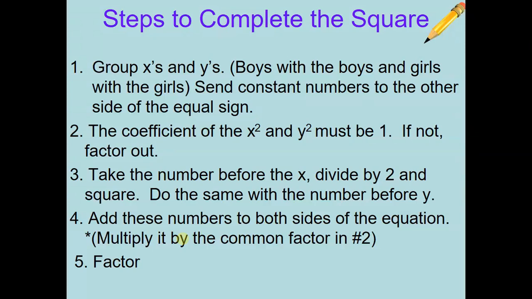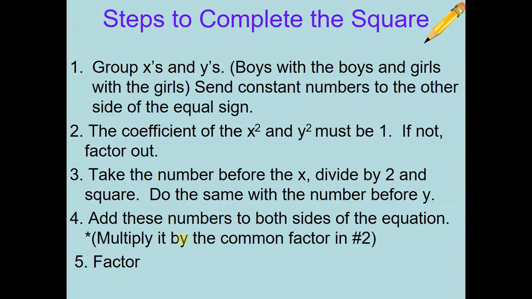Then we're going to take the number before the x, divide by 2, and square. Remember, guys, that's how we found that blank when we were doing complete the square. We divided b by 2 and squared it. We're going to do the same with the number before y. We're going to add to both sides of the equation, because if you add blank to the left, you've got to add blank to the right.